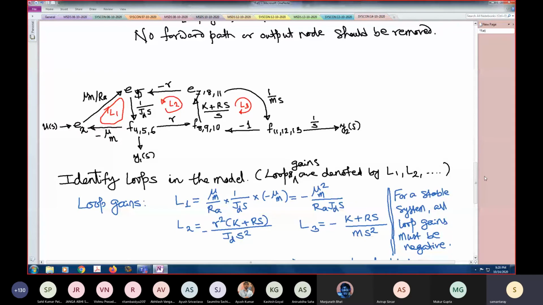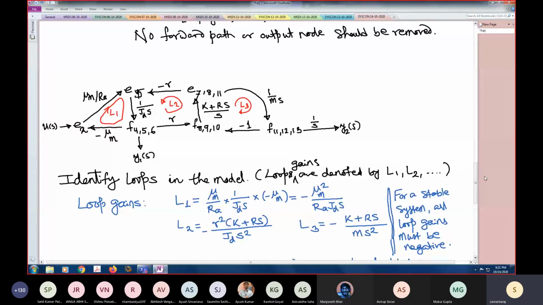So we have here the product of 2 non-touching loops. Another thing you can note from the signal flow graph is the orientation of these loops. When L1 goes clockwise, L2 goes anti-clockwise, L3 goes clockwise, and if L4 and L5 come, L4 will go clockwise, L5 will go anti-clockwise, and so on.